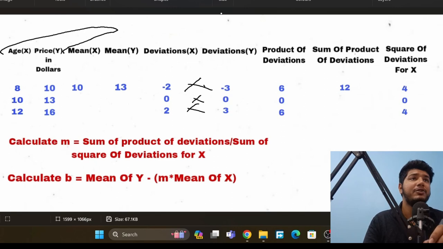And we will do next sum of product of deviation. So we will add it all, and the value we get is 12. Next we will do square of deviation for x. So here we square the deviation of x. Minus 2 squared is equal to 4 because it is positive, 0 squared is equal to 0, and 2 squared is equal to 4. So here we have done this much.